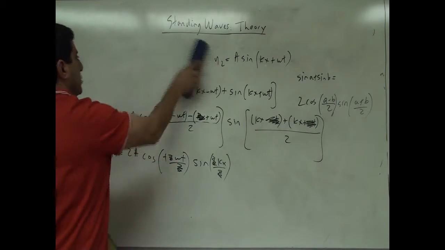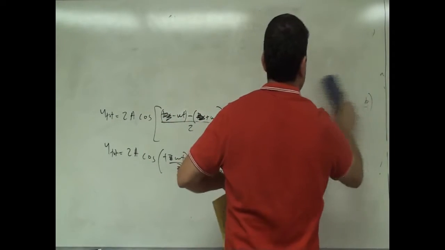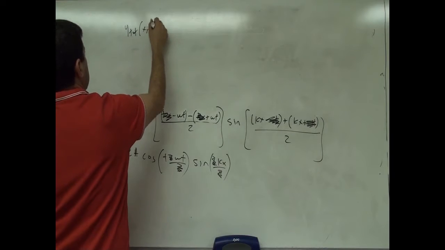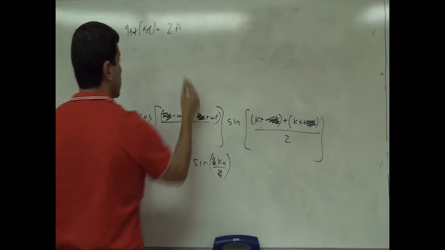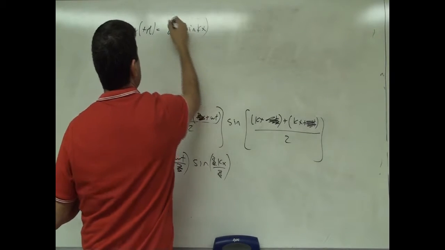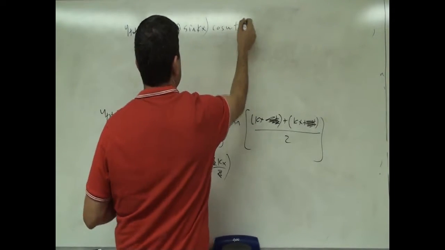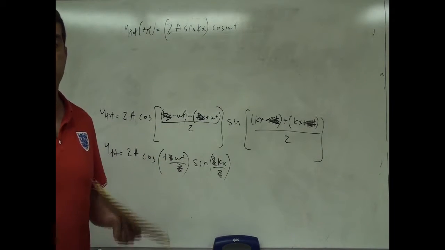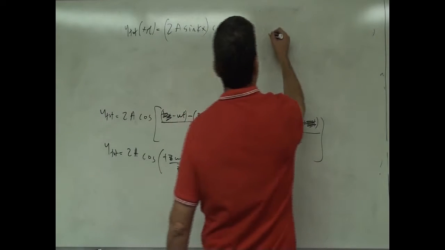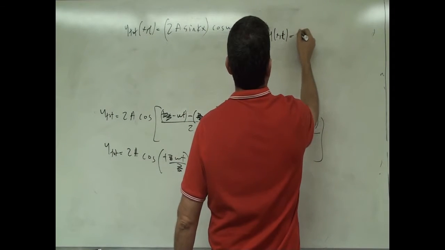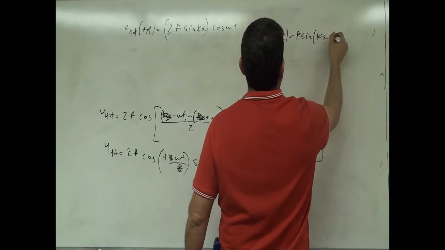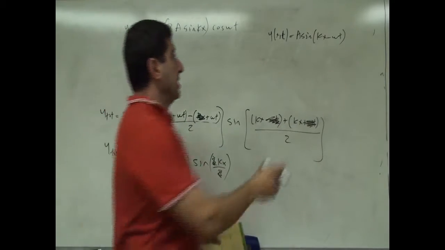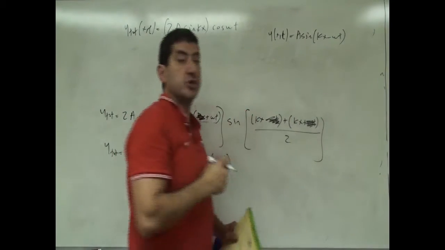So let's analyze this equation. You have here y total of x and t is equal to 2A sine kx, and then we have cosine omega t. Now one thing we notice in this equation is that it is not a traveling wave. In order for a wave to be a traveling wave, it needs to have this form, A sine of kx minus omega t. In other words, the kx and the omega t need to be in the same parentheses, in the same trig function, right?